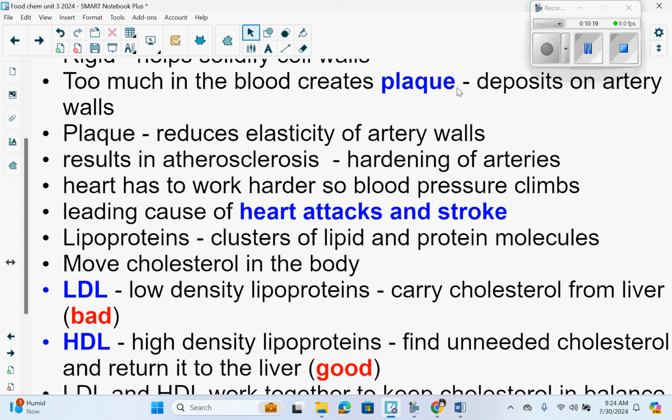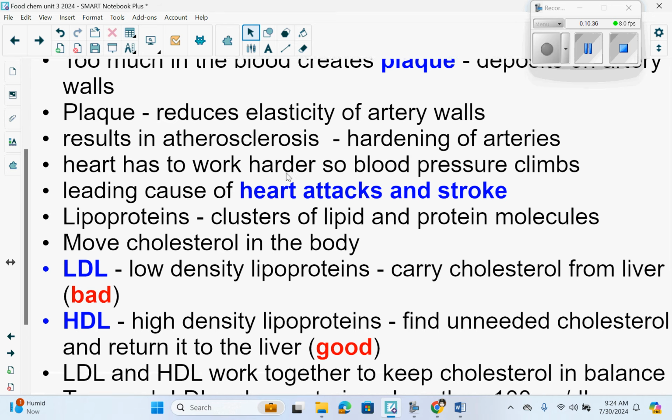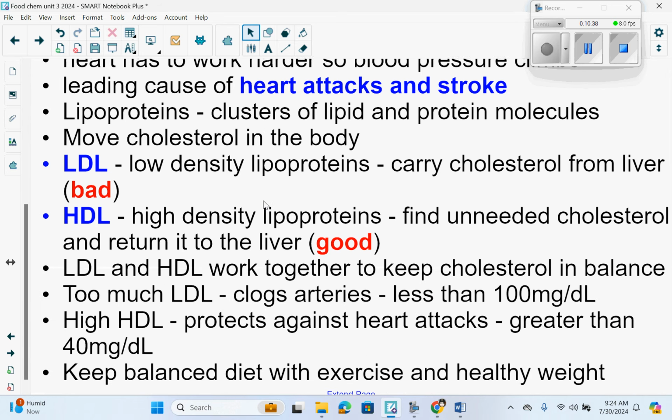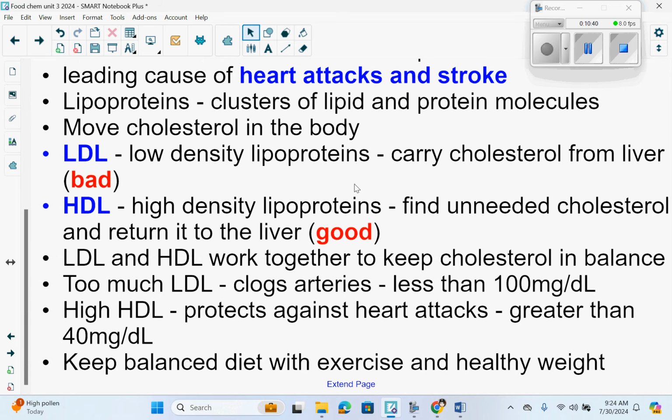So lipoproteins are clusters of lipid and protein molecules. They move cholesterol in the body. You have two types. You have LDL, which is your low density lipoproteins. These carry cholesterol from the liver. This is known as your bad cholesterol. And then you have HDL, these high density lipoproteins. These find unneeded cholesterol and return it to the liver. This is your quote unquote good cholesterol.